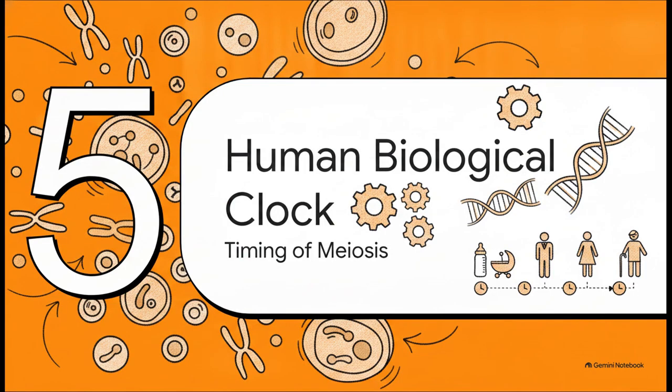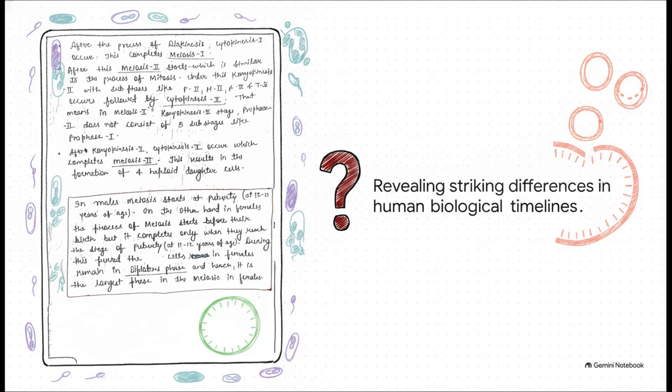Okay, let's zoom out a bit for our final section, Section 5, the human biological clock. We've spent all this time zoomed way in on microscopic machinery. Let's pull back and look at the actual human lifespan, because there is a massive, fundamental difference in when this whole gamete-generating process actually triggers, and it depends entirely on whether you are male or female. Honestly, it's one of biology's most surprising reveals.